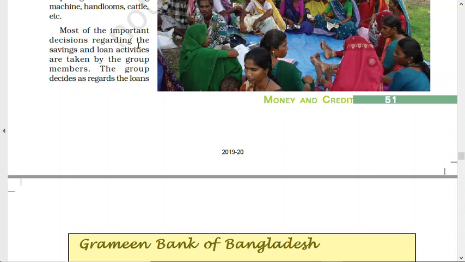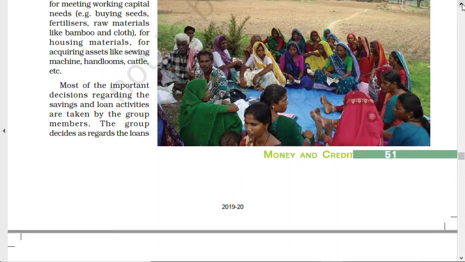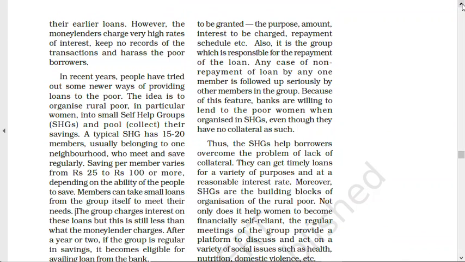Most of the important decisions regarding the savings and the loan activities are taken by the group members. The group decides as regards the loan to be granted, the purpose, amount, interest to be charged, repayment schedule, and all these things. So what happens is that it is just like a democratic system. Every member may have their own say, right? Everybody has the right to speak, and you can suggest something. Some brighter ideas may come from anyone, right? And they all decide what should be the rate of interest, and how much, for what purpose we can give the loan, for what purpose we cannot give the loan, all these things.